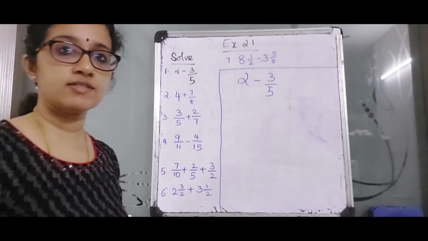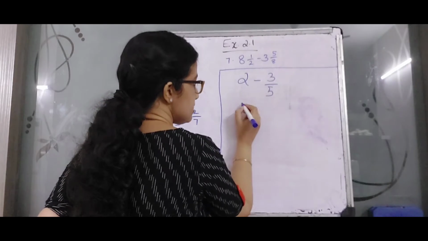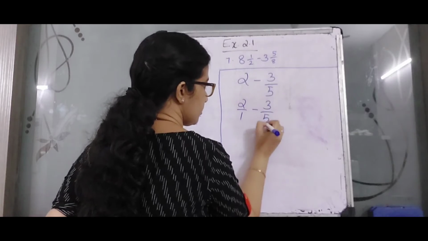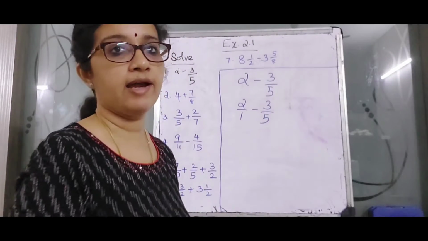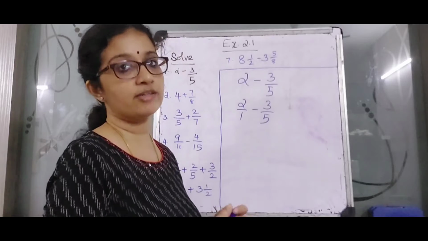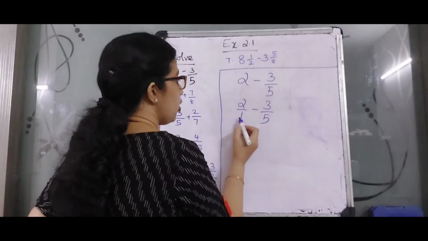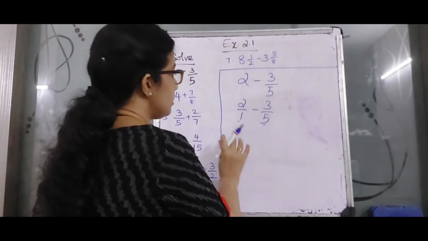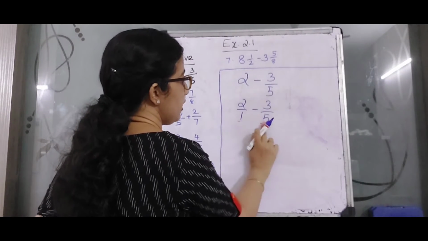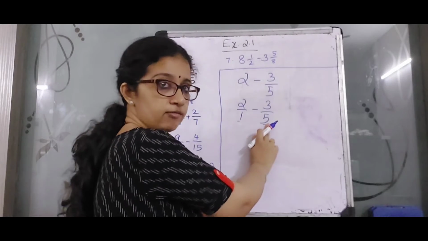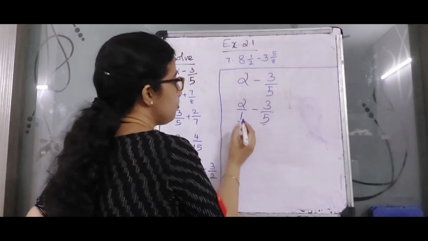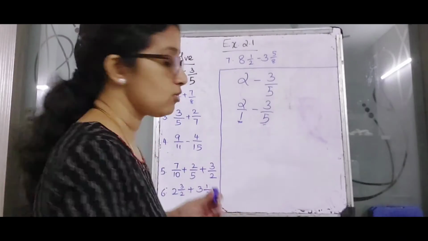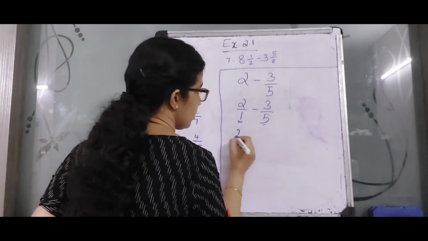So how do you solve this? This 2 can be written as 2 by 1 minus 3 by 5. Now we know that if we want to add or subtract two fractions, the denominators of the two fractions should be the same. Here one denominator is 1 and another denominator is 5. So what we have to do? We have to make this 1 also into 5.